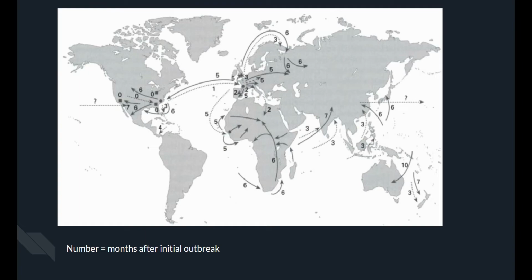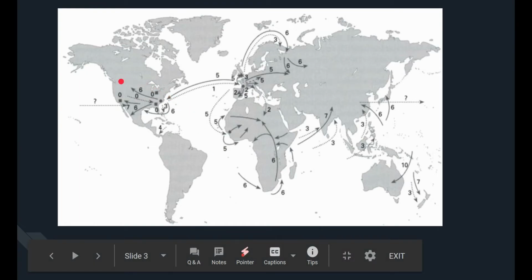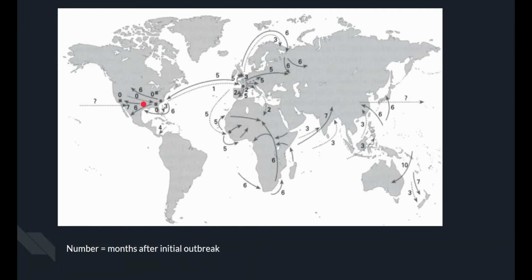So 0 means right where it started. So those are the first outbreaks. And you'll notice, if you look closely, those are all in the United States. And the first outbreak of the disease in large numbers was near an army base in Kansas. So that would be the equivalent to Wuhan, China, in our current novel coronavirus or COVID-19 situation.